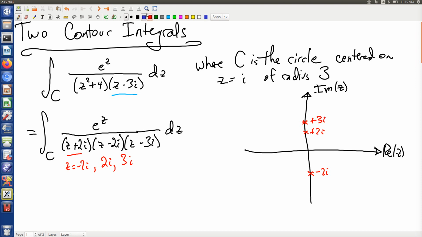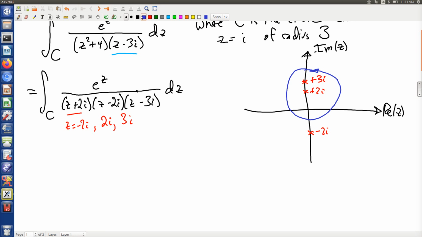Now our contour is centered at i of radius 3. 1, 2, 3. So it's a circle that looks like that. And in the absence of other information, assume positively oriented. So it looks like we pick up just those two poles that are above the real axis. The minus 2i pole doesn't play a role in this computation.